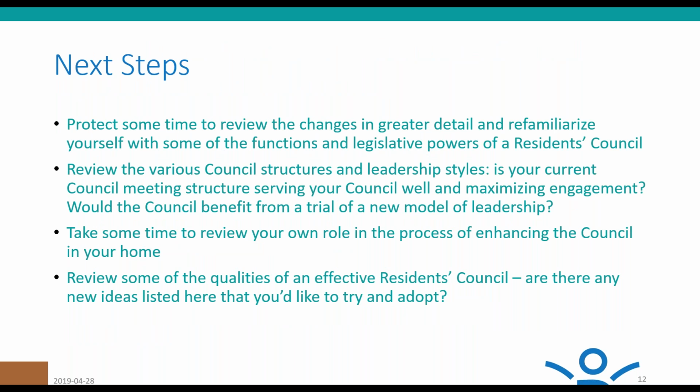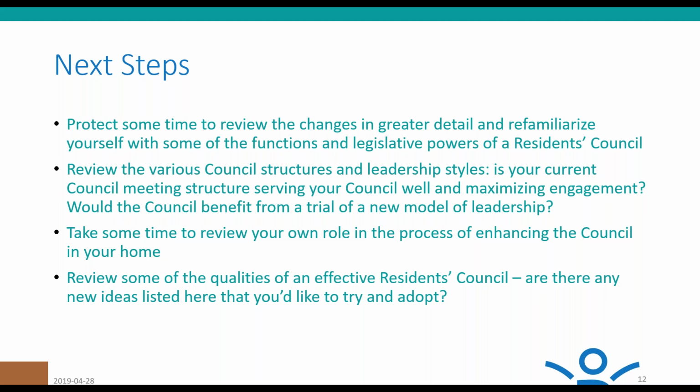Now that you've got your updated content for Section 2, as well as Section 1 that was released a few months ago, we might want to protect some time to review the changes in greater detail. It's always helpful to re-familiarize yourself with some of the functions and legislative powers of a residence council. Also helpful to review the various council structures and the leadership styles.